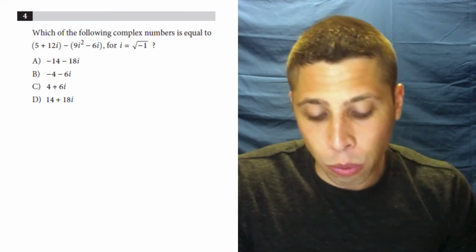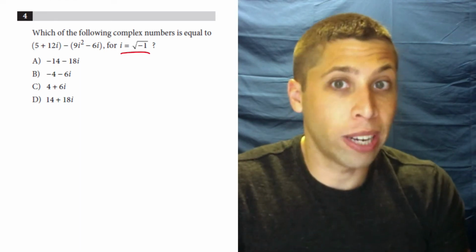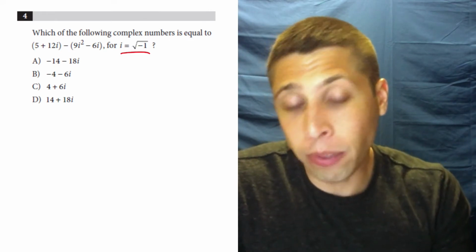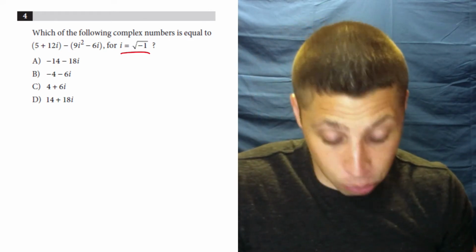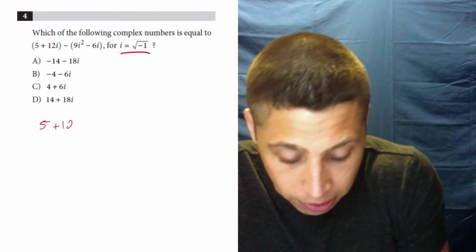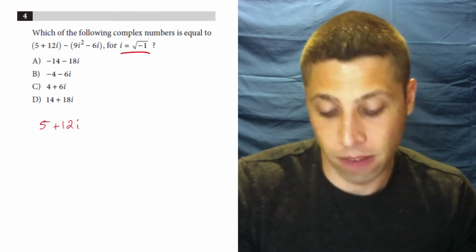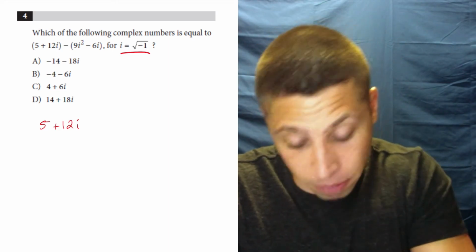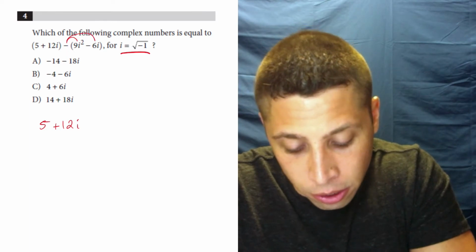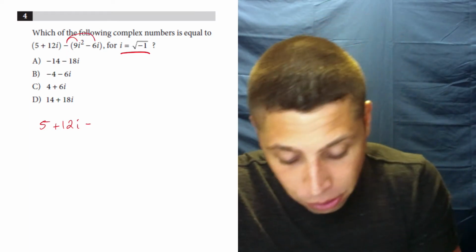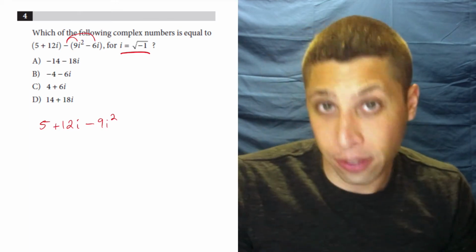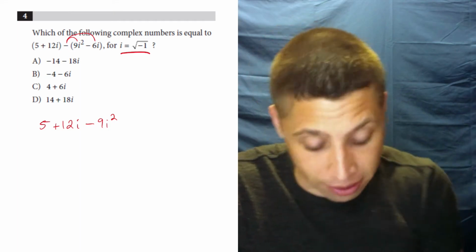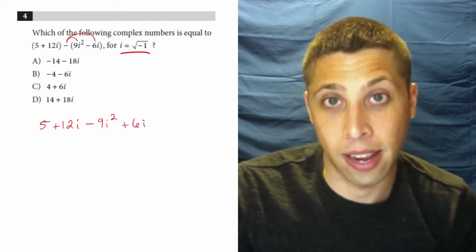So what would I do if I was just ignoring this kind of crazy thing here and just pretending that I was a variable? Well, I'd probably want to get rid of those parentheses. For 5 plus 12i, I can just drop the parentheses entirely because there's nothing being multiplied. It's just 5 plus 12i. Now for the other piece, though, we have a potential problem, right? We know that we need to distribute, so that negative needs to get into both parts. So negative 9i squared isn't too bad, but many people forget that the negative times the negative 6i is going to get us a plus 6i.